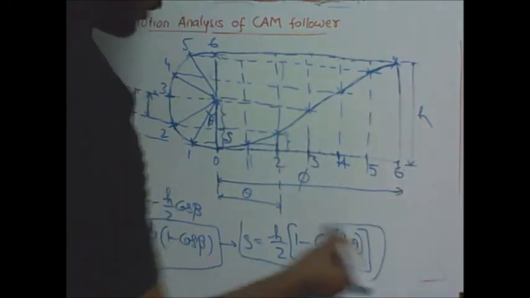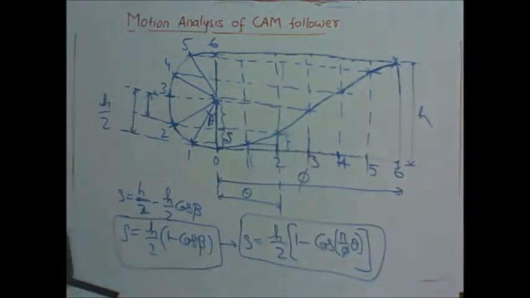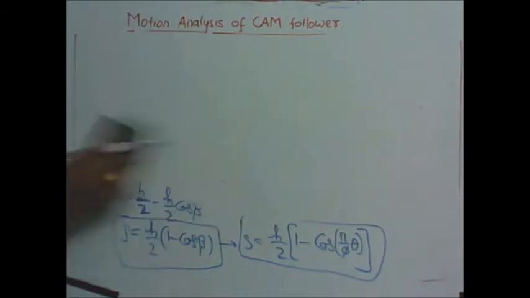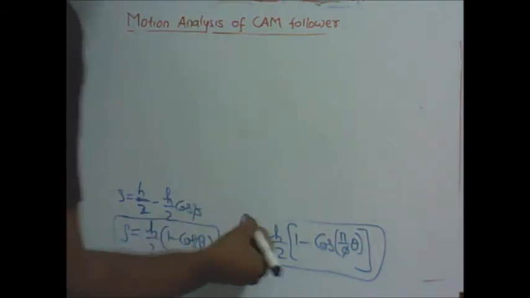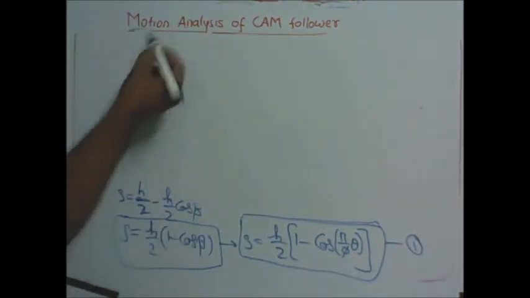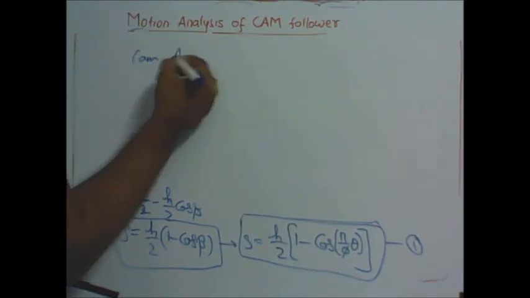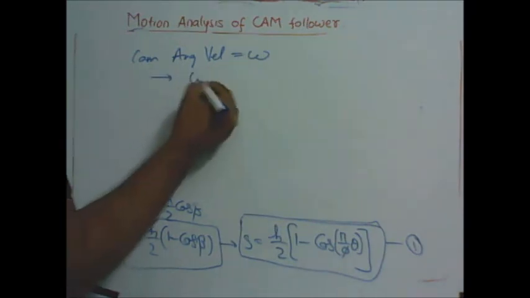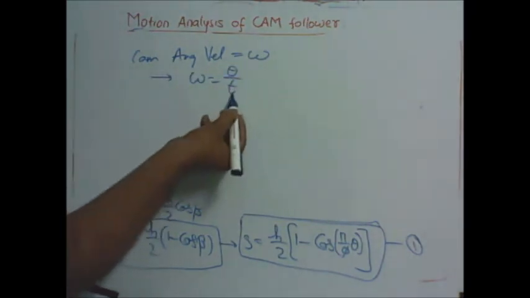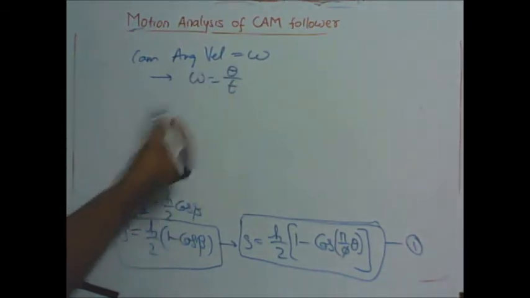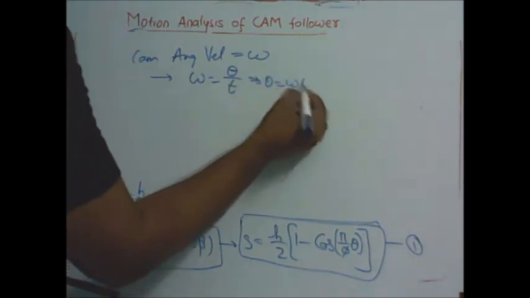So this is the displacement curve of the follower. Now, further proceeding, this is equation number 1. Now if the cam angular velocity is omega, then omega can be given by theta by t, at a certain instantaneous time, in that instantaneous cam angular displacement. This implies theta equals omega into t.